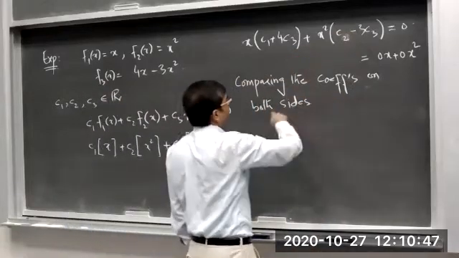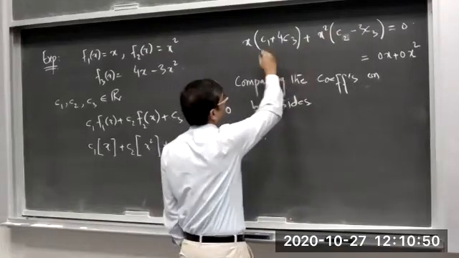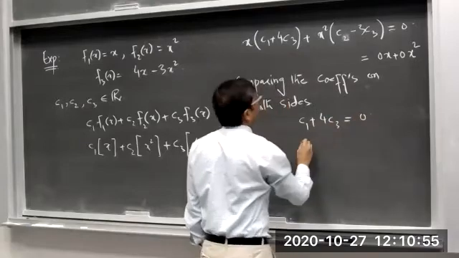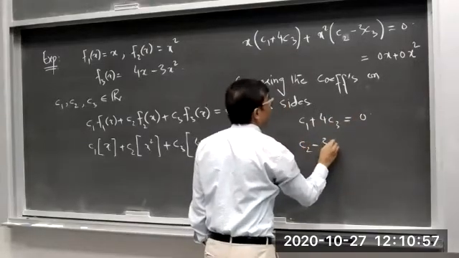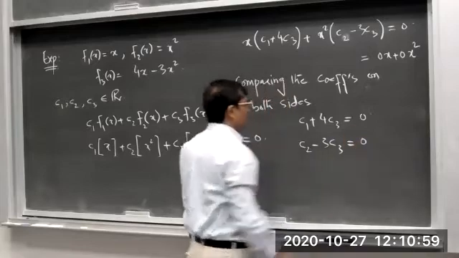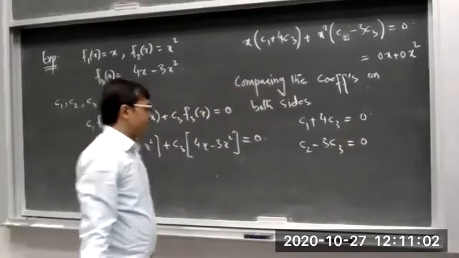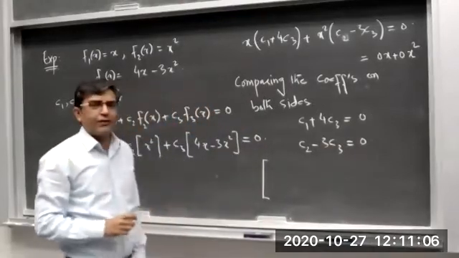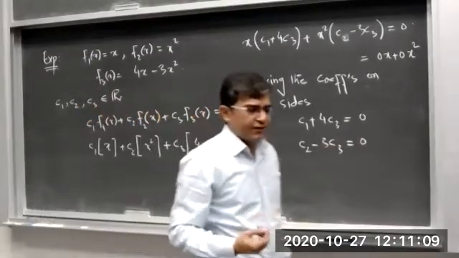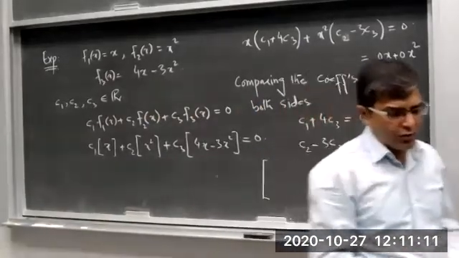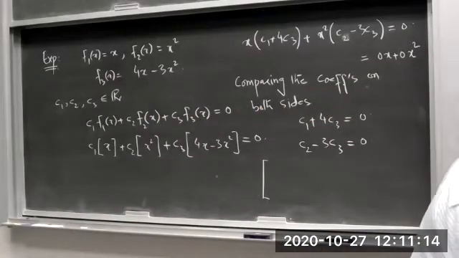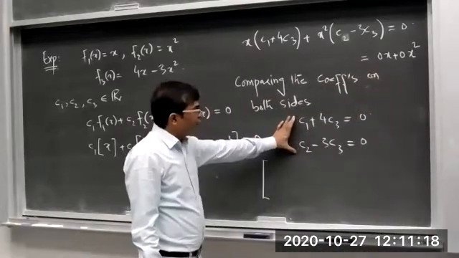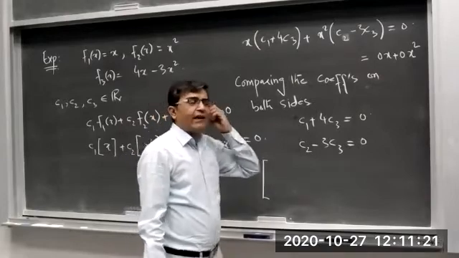So comparing the coefficients on both sides, this must be C1 plus 4C3 is equal to 0, and then another C2 minus 3C3 is equal to 0. We obtained these two equations, and we can solve these two equations simultaneously in order to find the constants C1, C2, and C3. But we have three unknowns here in two equations. Can we obtain C1 and C2 and C3 uniquely?